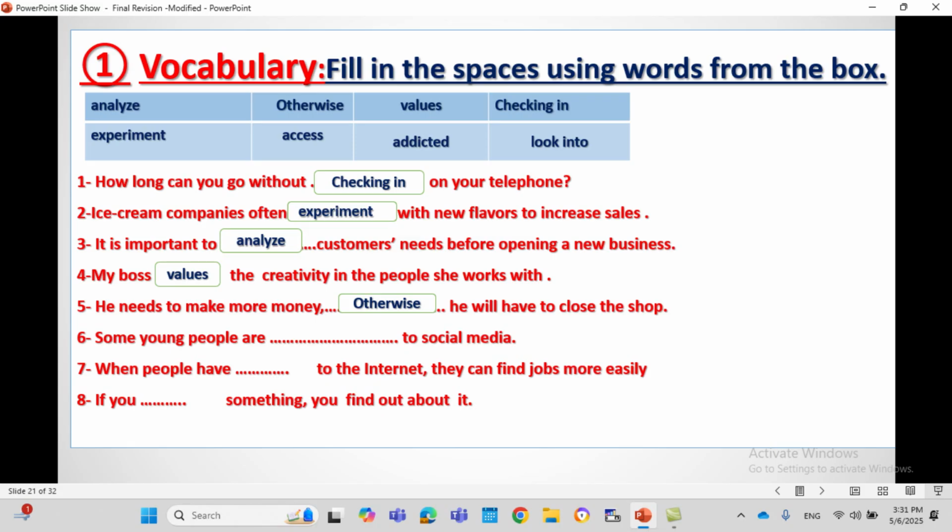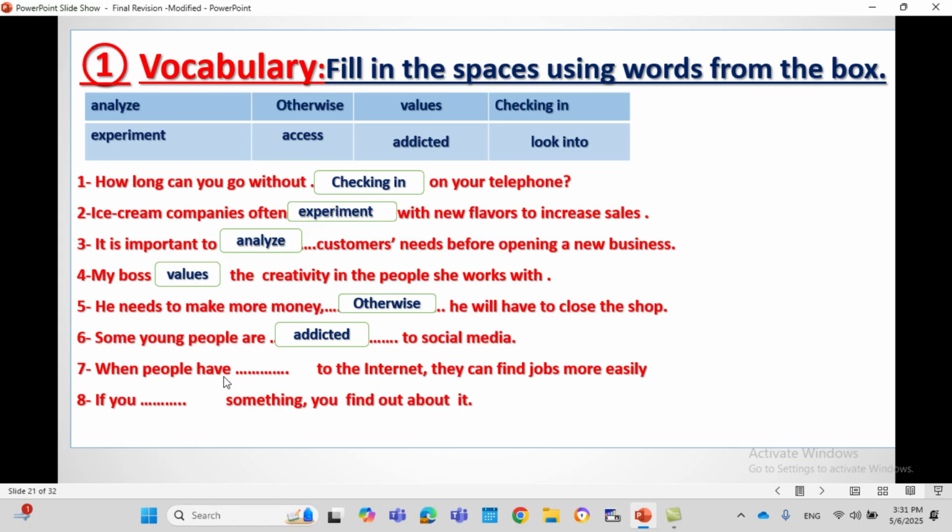Number six, some young people are addicted to social media, which means that they cannot stop logging onto the social media. Guess what? They are addicted. I told you addicted means the inability to stop doing something. Always young people are logging into their social media platforms. They cannot stop this habit.